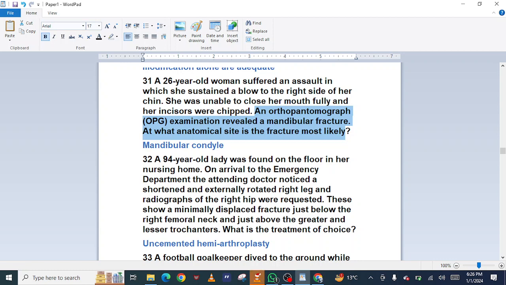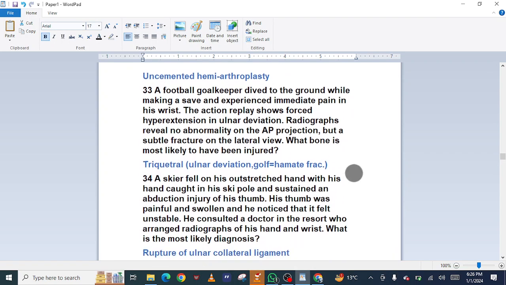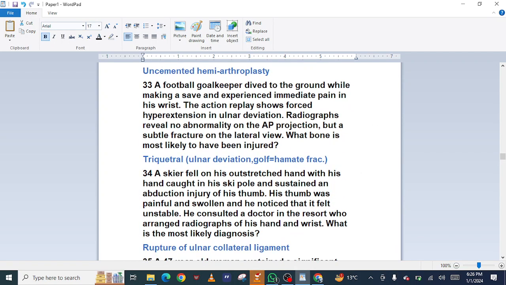Radiographs of the right hip were requested. These show a minimally displaced fracture just below the right femoral neck and just above the greater and lesser trochanters. What is the treatment of choice? Uncemented hemiarthroplasty. 33. A football goalkeeper fell to the ground while making a save and experienced immediate pain in his wrist.